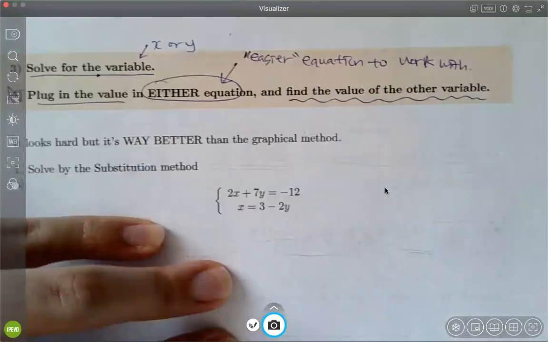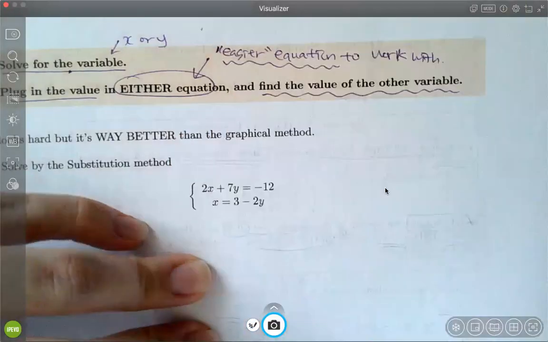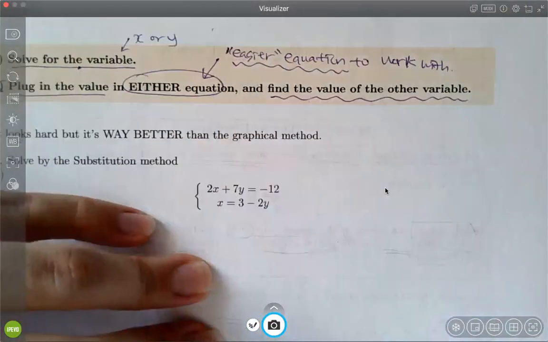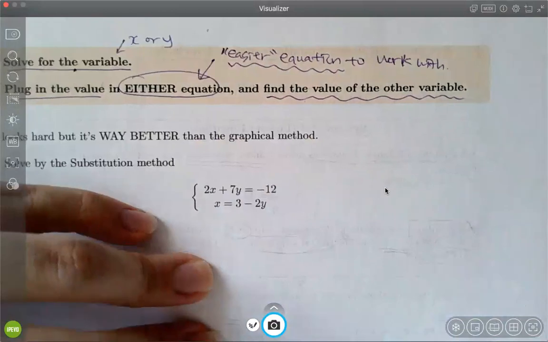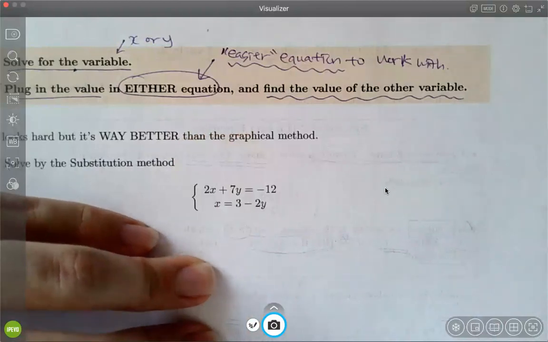Okay, so there will be an easier equation for sure, and you can see which one is the easier equation. Maybe the coefficient is smaller. That's one option, and one of the variables might be isolated already. Just look at the two equations and choose whichever feels easier for you.